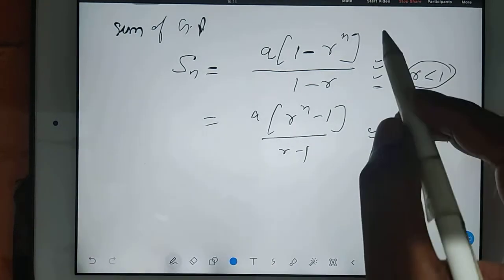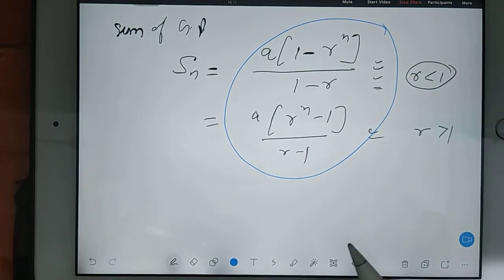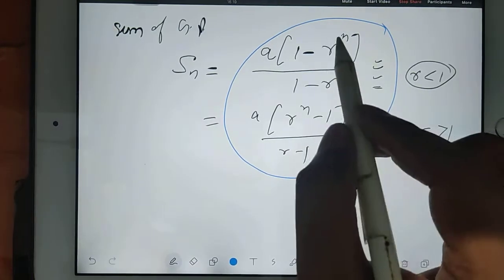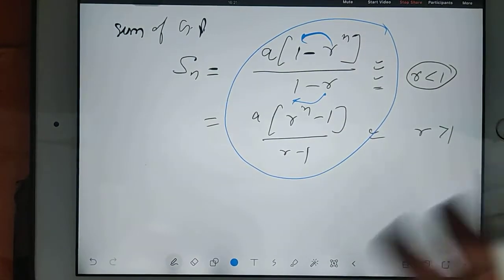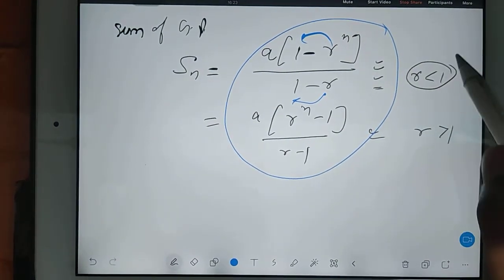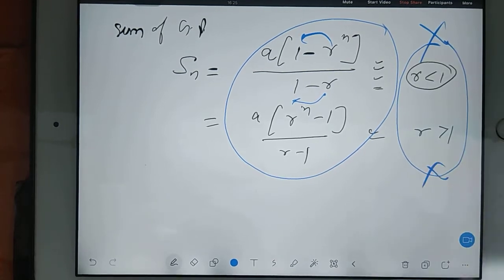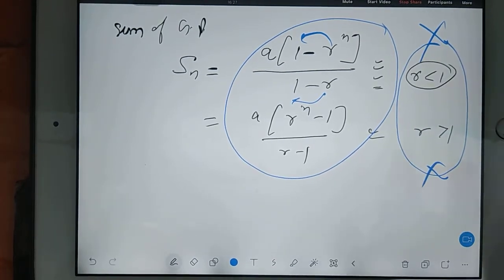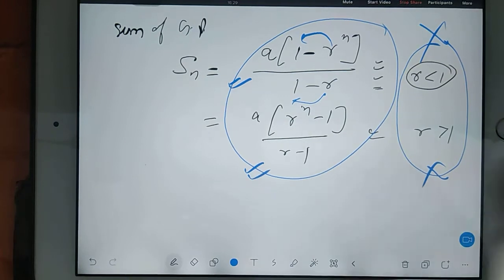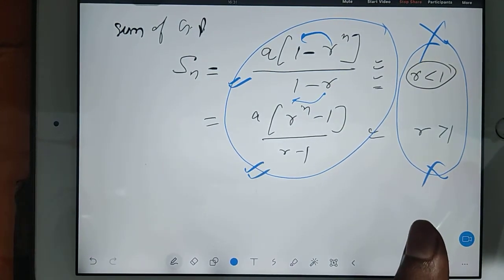And guys, keep in mind, they are both exactly the same formula. Only this part has been shifted here, and that part shifted there, so minus and minus get cancelled. So there is no such separate concept. Either you remember this formula or you remember that formula. Both are correct.